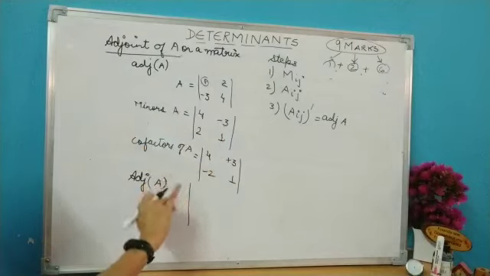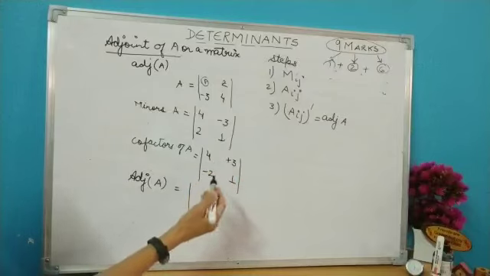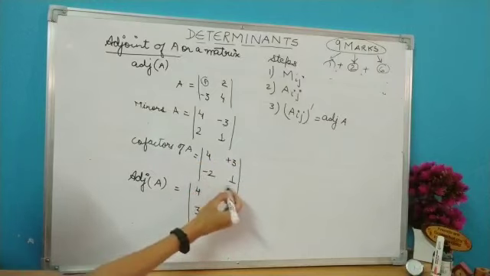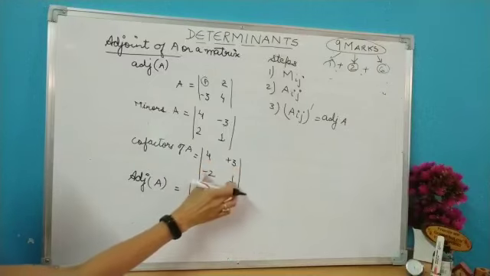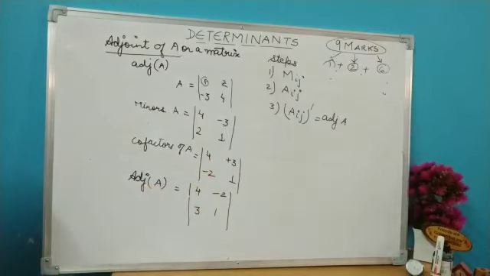Now if you want to calculate the adjoint of A, what you have to do is transpose this matrix. Transpose means converting rows to columns. So this is my row, and I write it as 4, 3, minus 2 and 1. That means this row has changed into a column, and this row has changed into a column. So this is the adjoint of matrix A. Have a look.